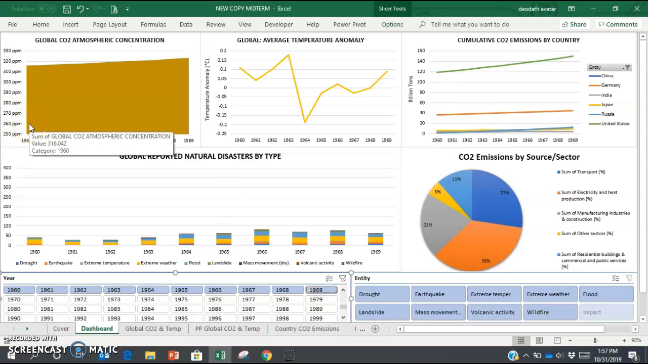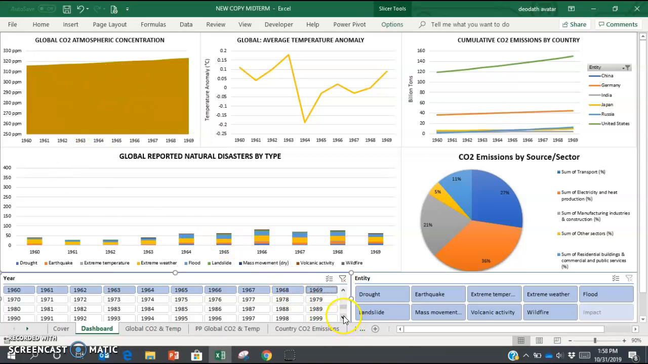As you can see, for 1960, we released a total amount of 316 ppm into our atmosphere. In 1961, it's 316.7, so the incremental increase was 0.7. If we go over to 1962, it's 317. So a 0.6 to 0.7 parts per million increase per year.